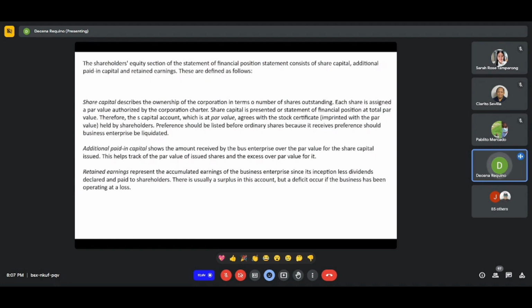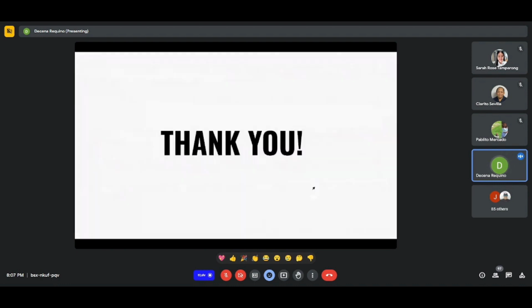There is usually a surplus in this account but a deficit occurs if the business has been operating at a loss. So nagne-negative yung retained earnings account kapag lost yung business. Yun.